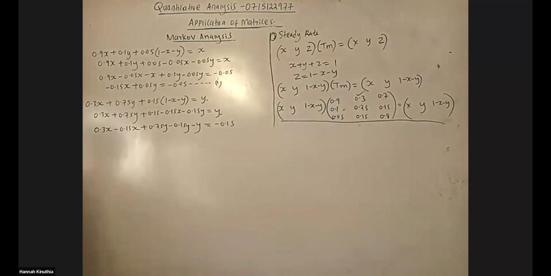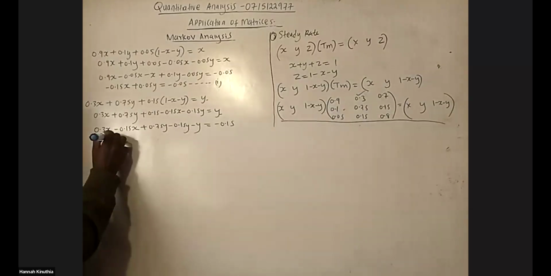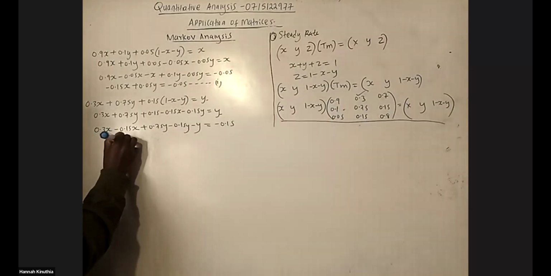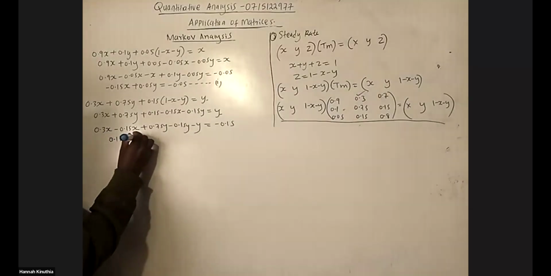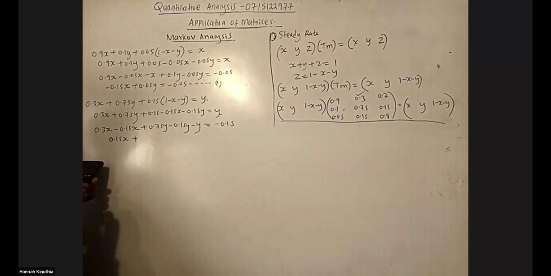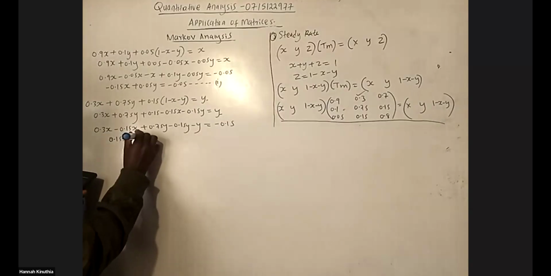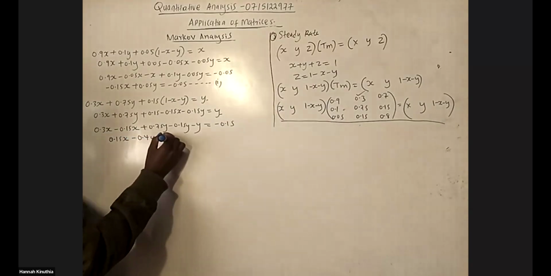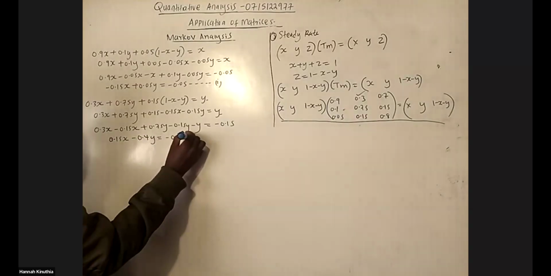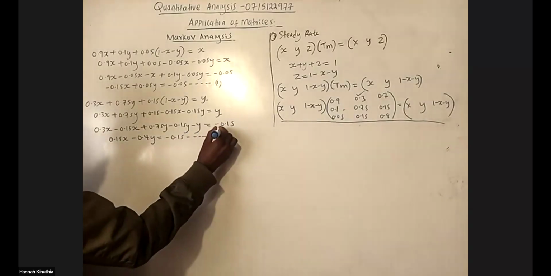Let us do it. 0.3 minus 0.15 is equal to 0.15x, plus 0.75 minus 0.15 minus 1. So this will be equal to minus 0.4y is equal to minus 0.15. This one we call equation number 2.